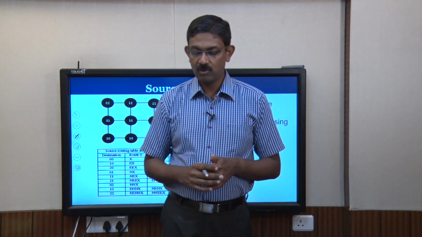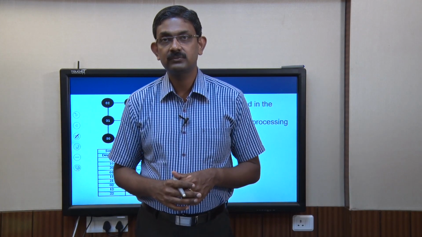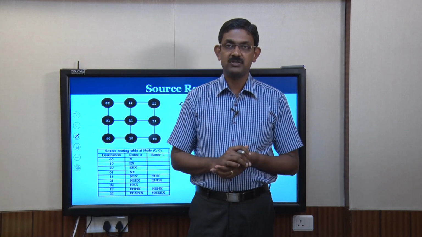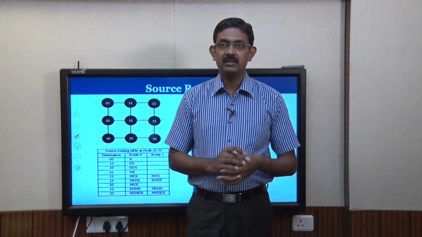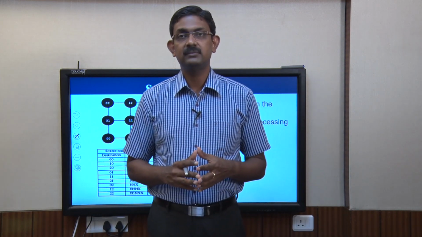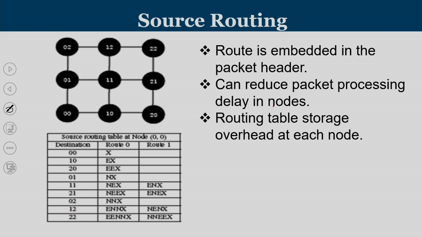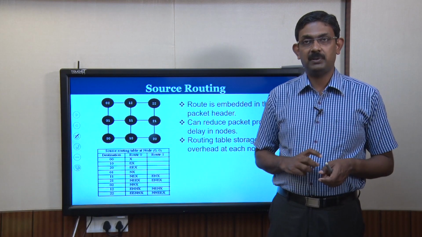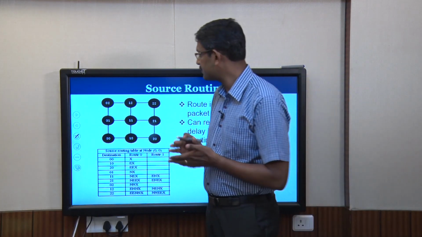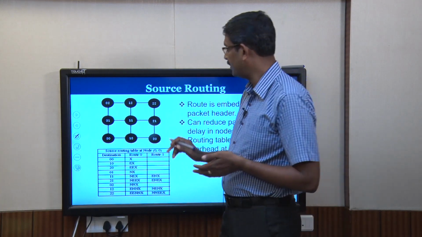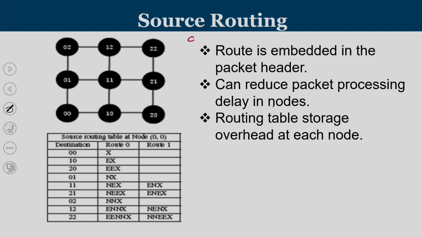We are going to talk about source routing now. Source routing is the technique by which the turns that you are supposed to take are already embedded in the packet header. Let us now consider an illustrative example. Consider a mesh network with a total of 9 routers marked from 00 to 22.